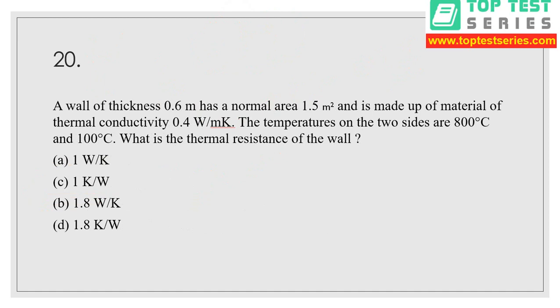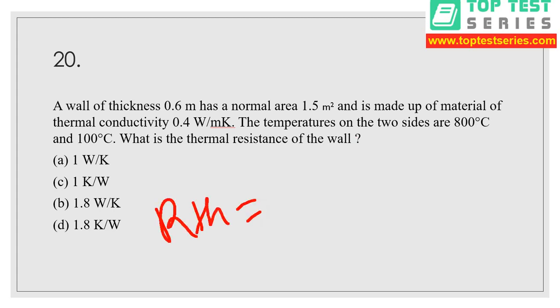Question number last, that is 20 for this session. A wall of thickness 0.6 meter and normal area 1.5 meter square is made up of material of thermal conductivity 0.4. The temperatures on two sides are as given. What is the thermal resistance of the wall? So we have to find out R_th.